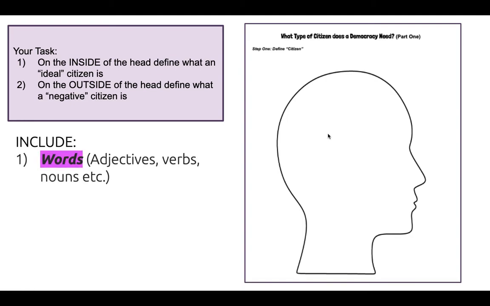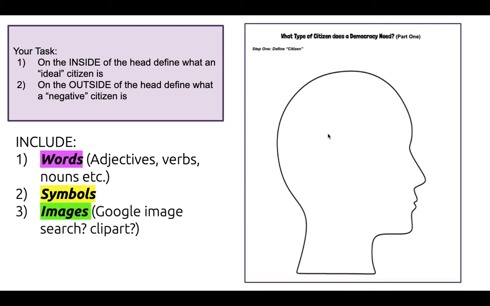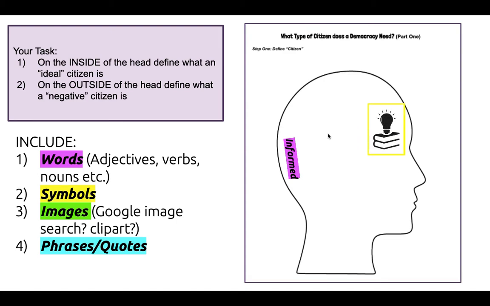This can include words, symbols, images, a Google image search, clip art, phrases, quotes. Any of those things would be just fine with me. Now, here are some examples. For words, I put informed because I think good citizens know what they are talking about. Symbols. I put a book with a light bulb lighting up for knowledge. Yes, again, I'm a teacher. Can't break that habit. Here is a picture of a food pantry actually in my old neighborhood of Rogers Park.